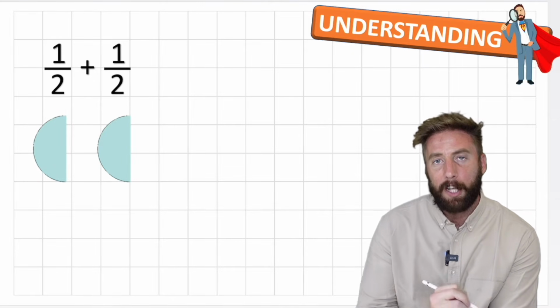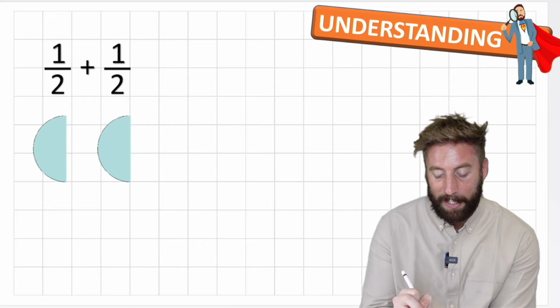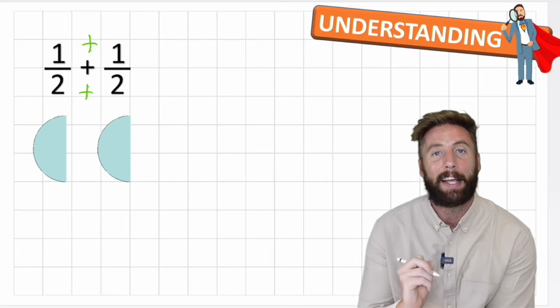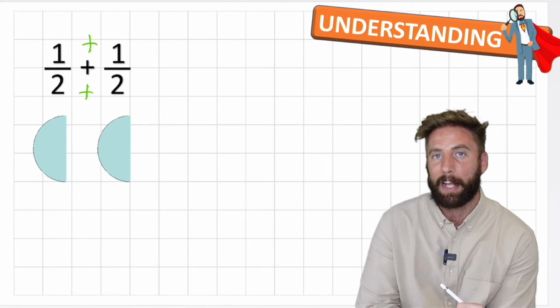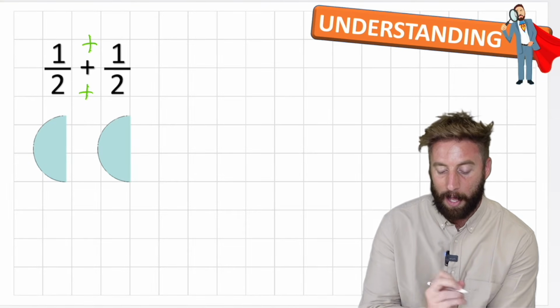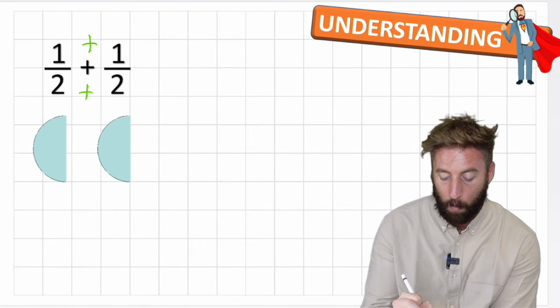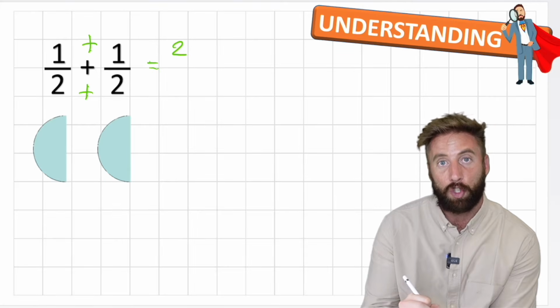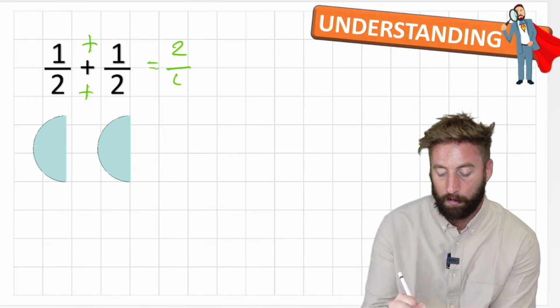So first thing we might think of doing is we might try to add our numerator and our denominator. And this is the most common mistake I see. And let's see what happens if we do that. If I add my numerators, I'll get 1 add 1 equals 2. And if I add my denominators 2 and 2, I will equal 4.